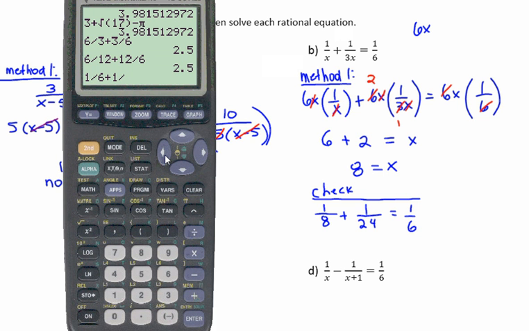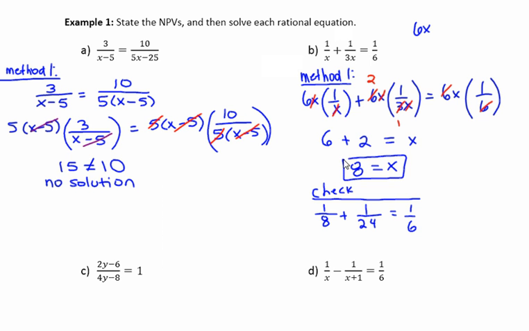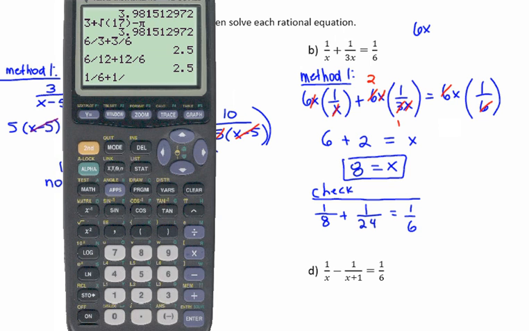We're checking the original, so we're plugging in our answer, x equals 8. So I want to do a check. I'm plugging in my solution to check my answer. So 1 over our x is 8, plus 3 times 8 is 24. And that should equal 1 over 6, so I'm just going to check that.